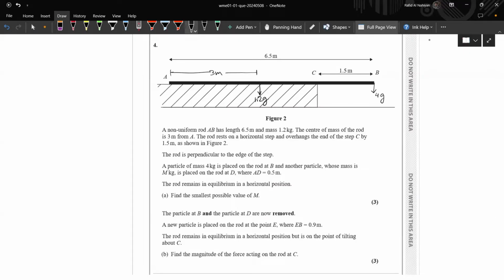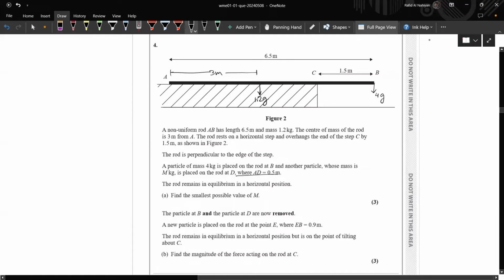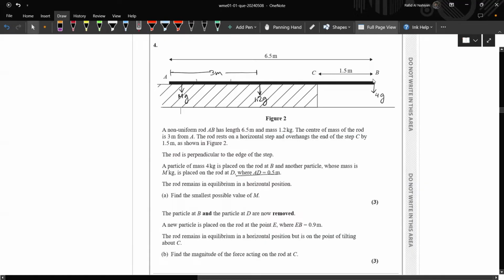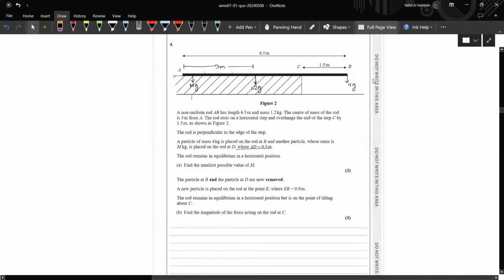So where is D? They mentioned that AD is 0.5 meters. So 0.5 is roughly here, and they placed m kilograms here. So the force is mg. Not the weight really, it's just the force exerted on the rod by the mass. Now, the rod remains in equilibrium and in a horizontal position. Find the smallest possible value of m.